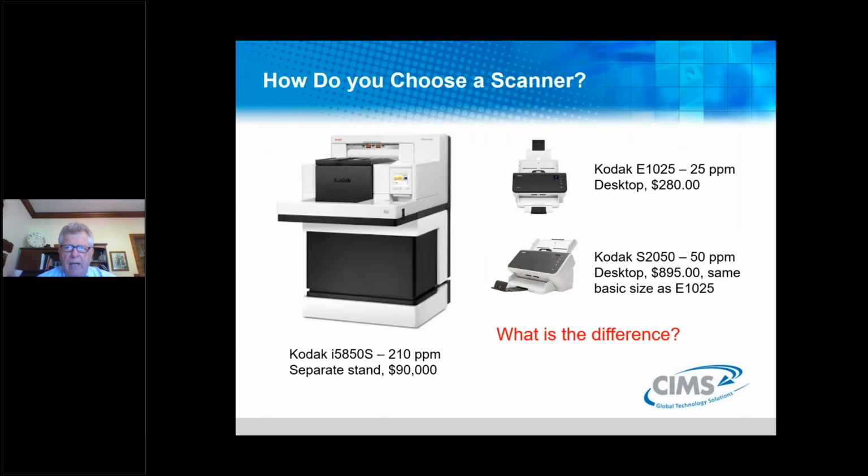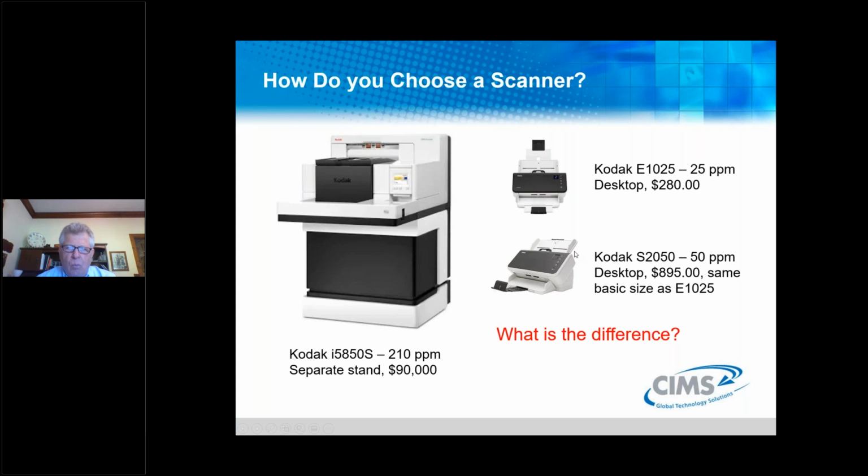We talked about scanners. You can go from this very big scanner here on the left, the Kodak 5850. That's a $90,000 scanner sitting on your floor. It processes 210 pages per minute. It's a lot of scanner. But it can be something simple like this little desktop scanner that's $280. That's 25 pages a minute, or basically the same size as this 50 page per minute scanner, which is $900.